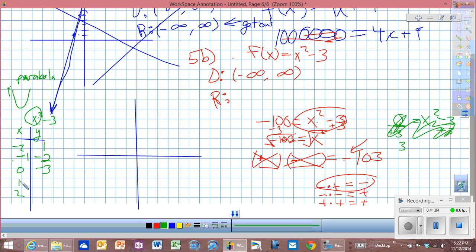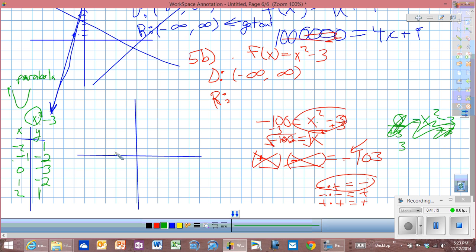1 squared, I should start seeing this pattern here. 1 times 1, 1 squared is 1. Minus 3 is -2. 2 squared is 4. Minus 3 is 1. Let's go over and plot these points.